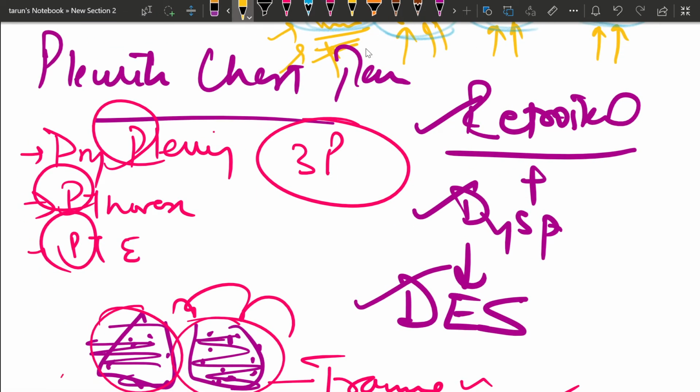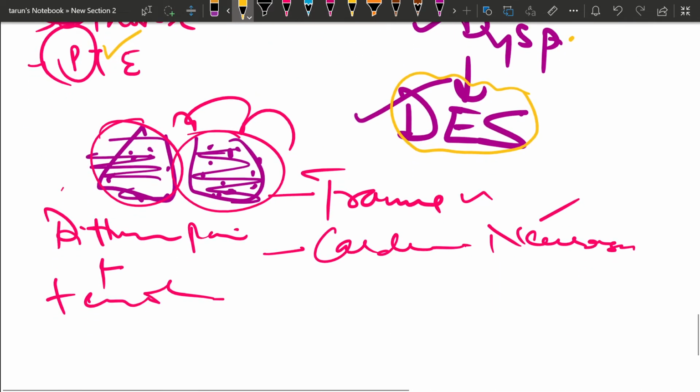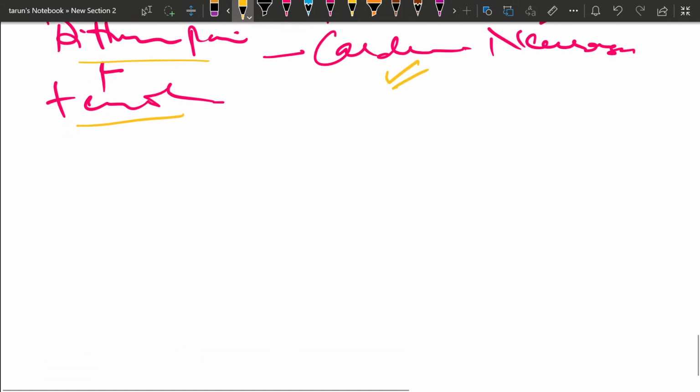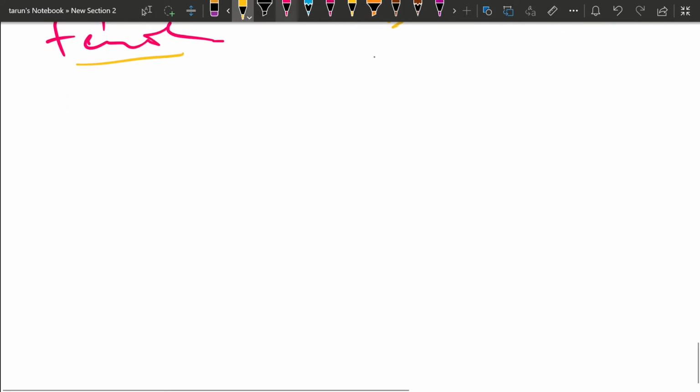Then you should know what is pleuritic chest pain. Pleuritic chest pain you see in pleurisy, pneumothorax, pulmonary thromboembolism. Then retrosternal chest pain with dysphagia, you should think of diffuse esophageal spasm. Then if you are getting diffuse chest pain and tenderness all over the chest, you should think of trauma or psychogenic, that is cardiac neurosis. So this was about the history of chest pain.